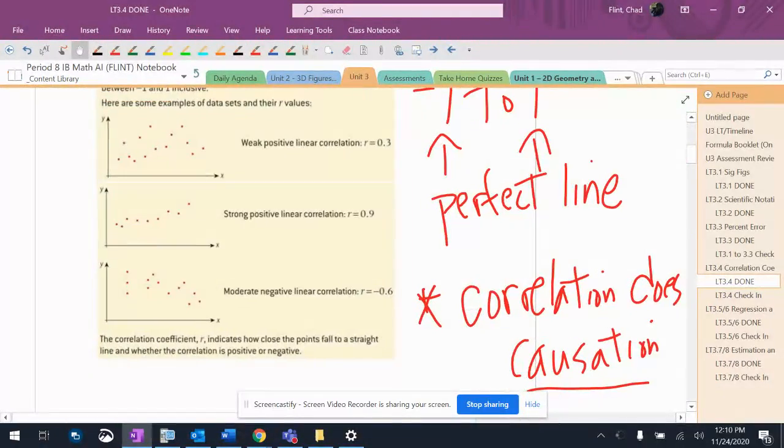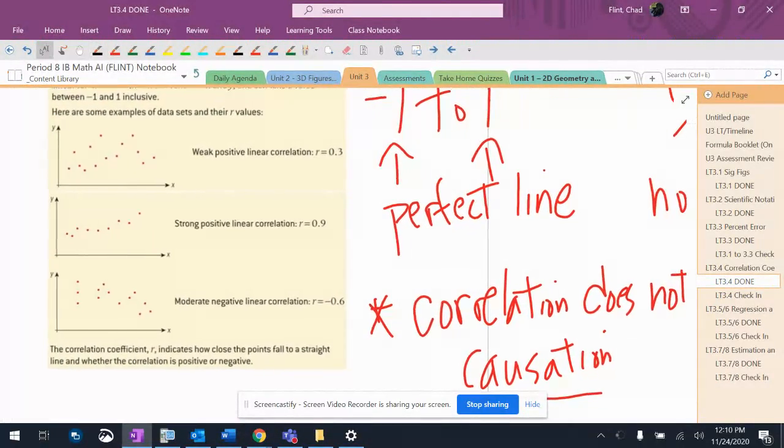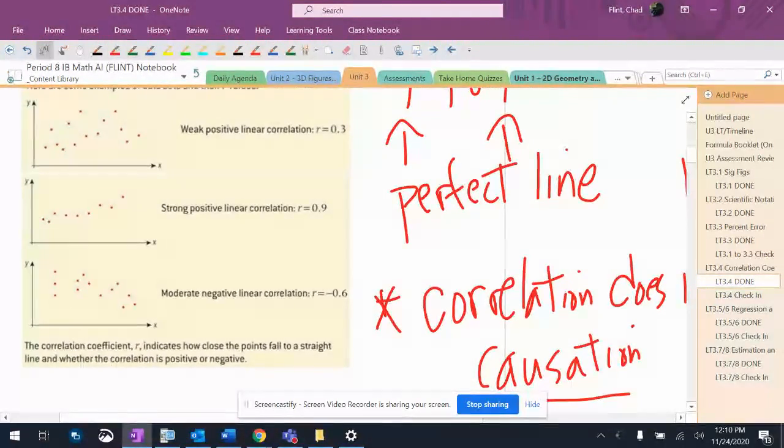All right. The other thing you're going to get asked to do is talk about strong and weak. Basically, anything that's like 0.7 or over is going to be considered strong in the negative or positive direction. So this right here is considered strong if they're pretty close to a straight line. Weak is when they're very spread out, but there is kind of a trend.